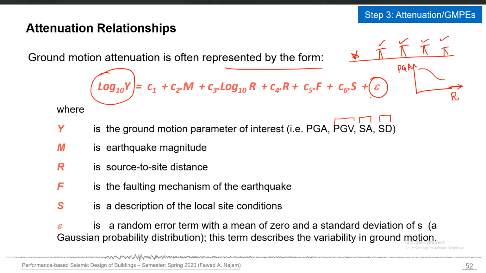This epsilon here is the random error term with a mean of 0 and some standard deviation. It has the Gaussian probability distribution, and this term basically describes the variability in ground motion, because you know already that the actual historic data will be spread along this line, and then you have to come up with a best fit line which can capture this variation, and therefore you will always have an error, because this is random data and its distribution is approximately captured by the actual GMP which is proposed.